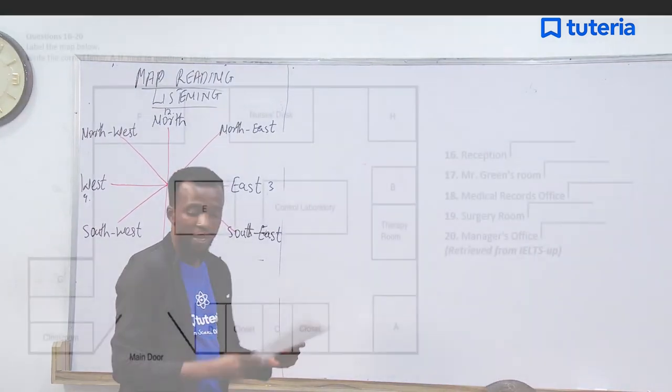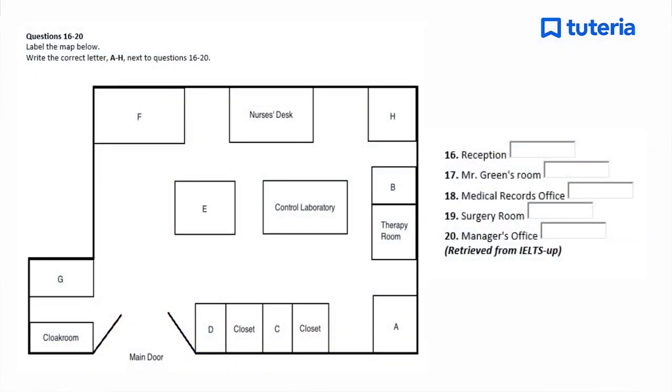So let's just look at the back page. You have to find out the options that go for each of them. So please look at the map. Please look around the map. You can see the nurse's desk. Please look at it. Most times when they tell you that you have some time to look at questions 1 to 5, what you are expected to do is look at it.